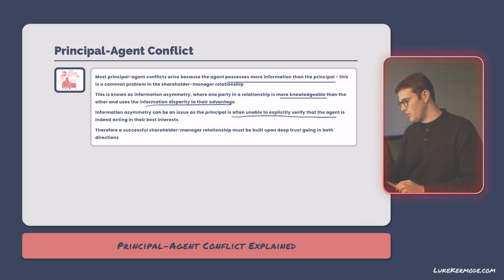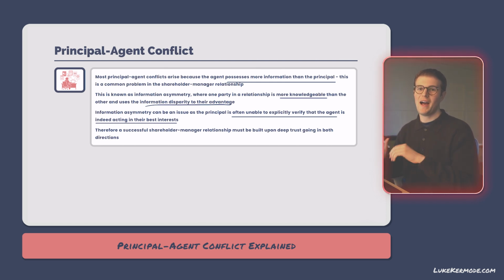makes it very difficult for shareholders to always be able to verify that the management team are acting in their best interests. So a successful shareholder management relationship that can last many years and thrive has to be built upon deep trust that goes in both directions. Shareholders need to be able to trust the managers, and the managers need to use the information that they have to maximize company value and not for their benefit. So that's the principal-agent conflict in a nutshell.